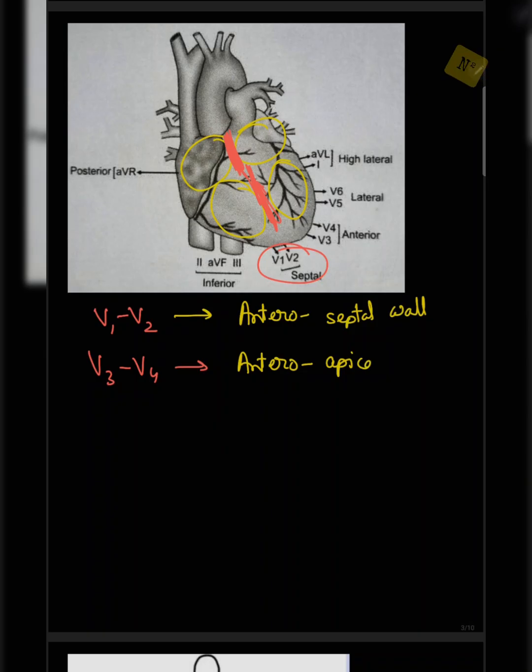anteroapical wall. That means the apex is this part of the heart, that is at the tip. So it is showing you the abnormality is detected in the tip part of the heart.